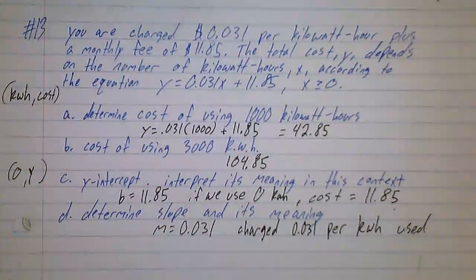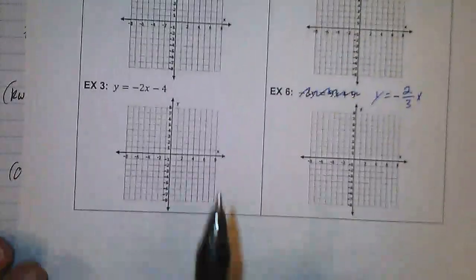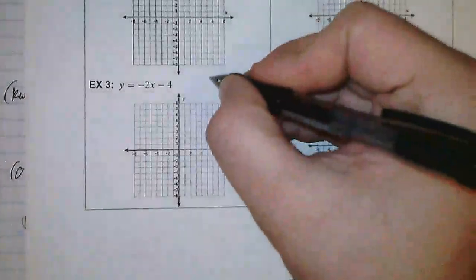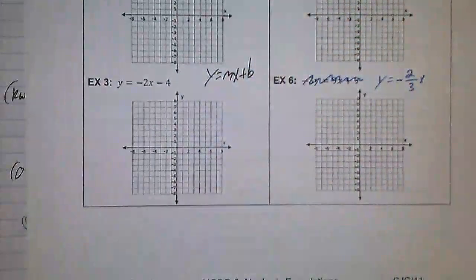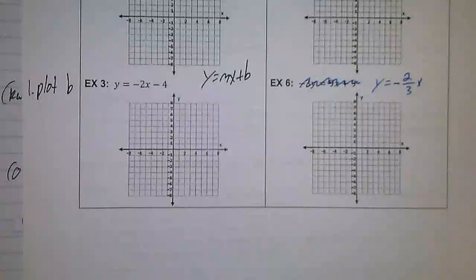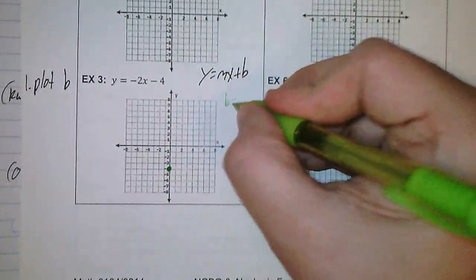And then finally, in this document here, I'm going to look at page 11, number 3. Let us now graph using y equals mx plus b. To do so, our first step is to plot b, the y-intercept. Plot the y-intercept, which is at -4, right here. That is my b value.